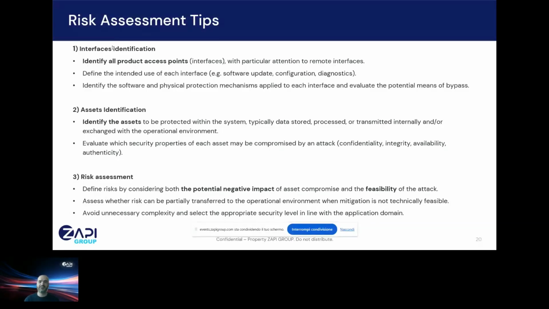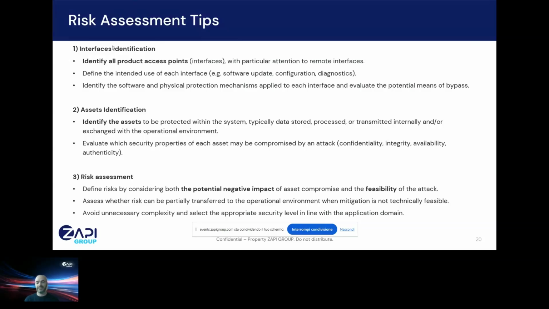Remote access points are typically considered more important because they typically allow the attacker to attack more products, in this case more vehicles, at the same time without being on the field.